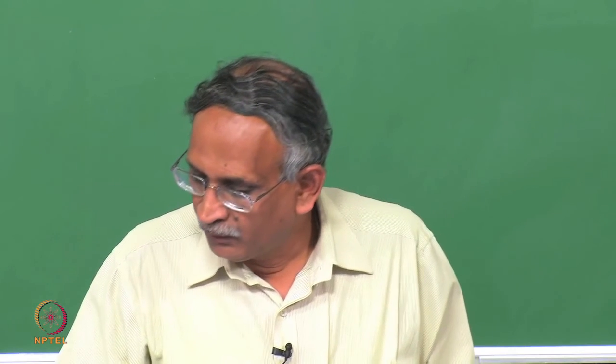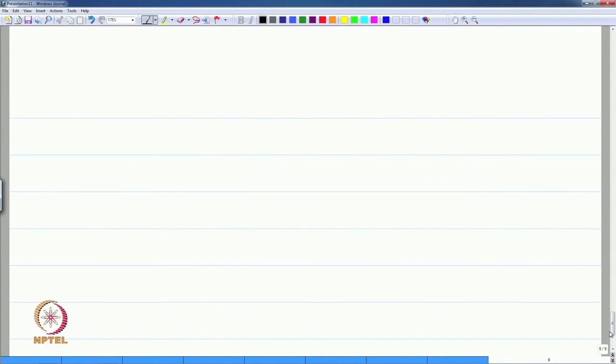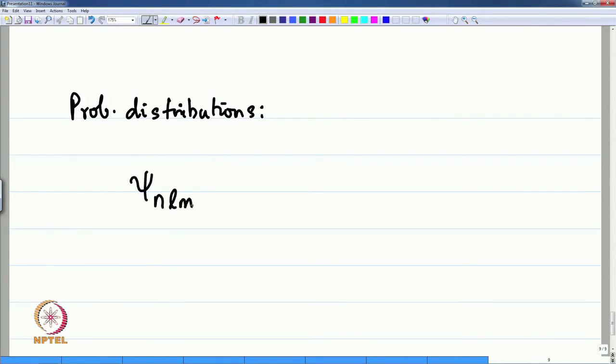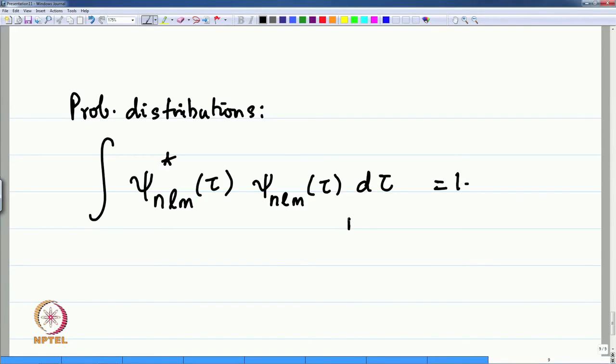Okay. Let me conclude this lecture with a note on the probability statements, probability distributions. The wave functions psi n l m are chosen to be normalized wave functions. So if I put all three coordinates by the abbreviated symbol tau, then the integral of psi star n l m, psi n l m, d tau is equal to 1. This is normalization.